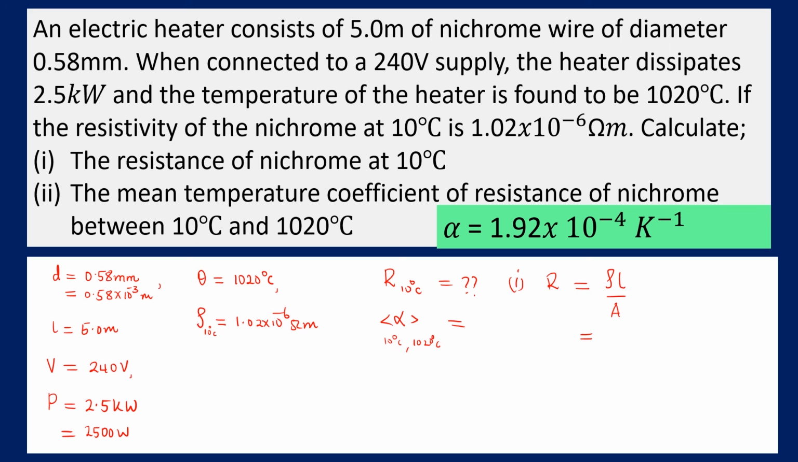The area can be calculated from pi d squared divided by 4, where the diameter is given as 0.58 times 10 to the negative 3 meters, squared. That will give us the resistance in ohms. Why am I doing this? It is because we know that area is equal to pi d squared divided by 4. The diameter was given.